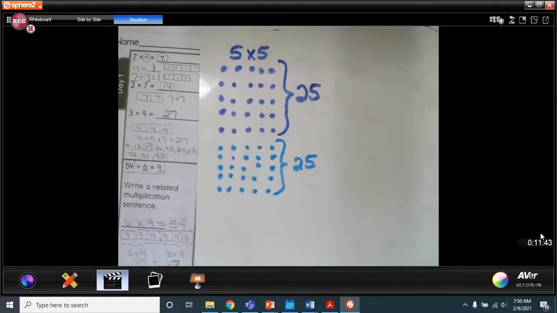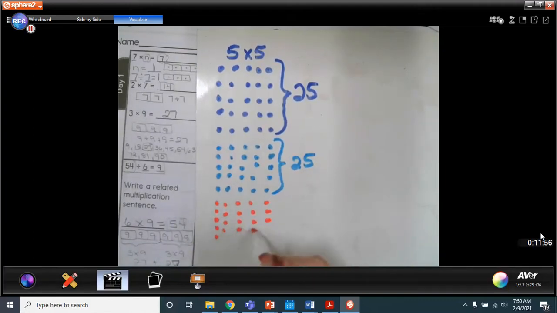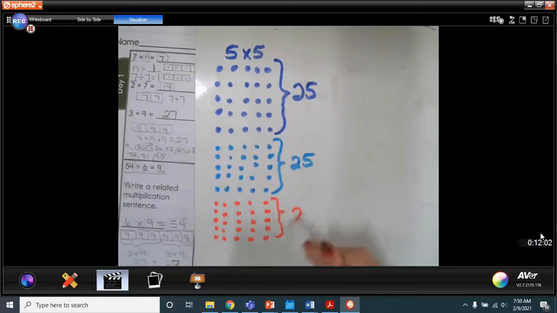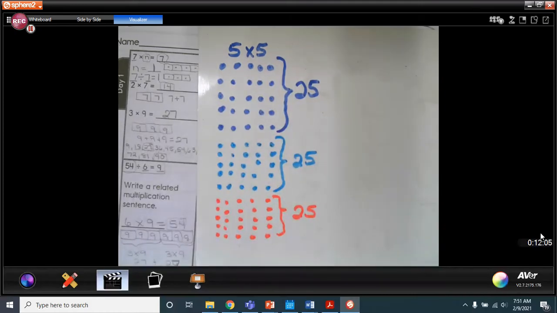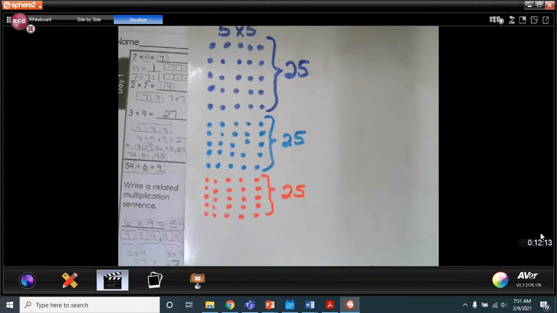Now, if I do another group, and this time I'm going to do it in red, so 5 rows of 5 again, that's going to give me another 25. And finally, if I do this a 4th time, and this time I'm going to do my 5 times 5 in purple, five rows with 5 in each row.